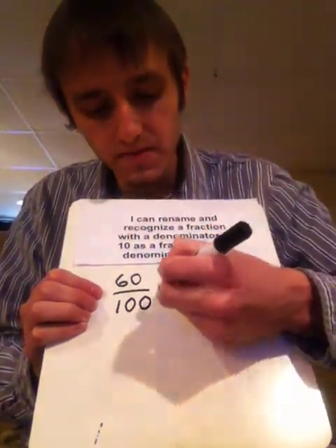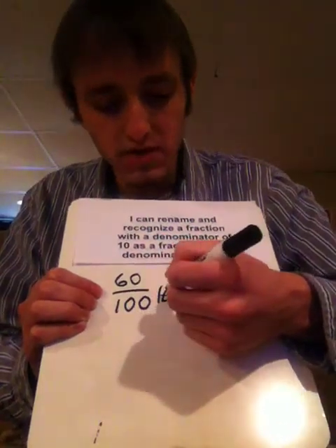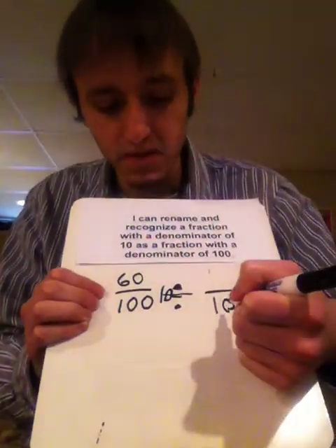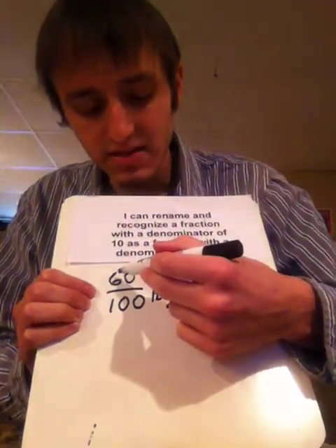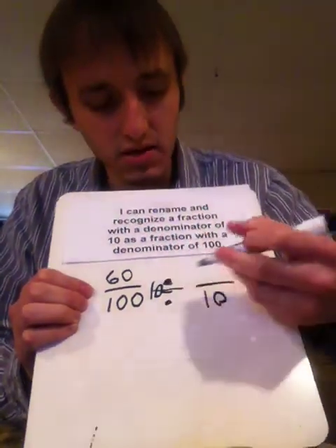Well, we know it's 10. Okay, so 100 divided by 10 is 10. And you have to do the same with your top number. 60 divided by 10 would be 6.